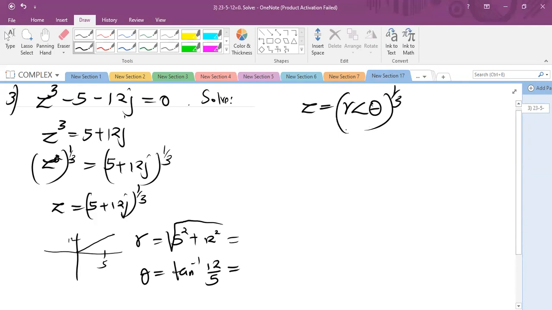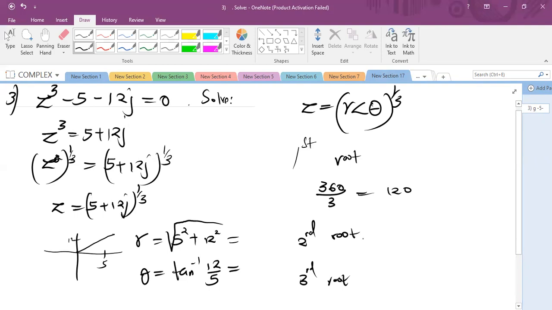So we go ahead and find the first root, and then 360 degrees divided by 3 will give 120. So to get the second root, we add 120 onto the angle of the first root. And then to get the third root, we add 120 onto the angle of the second root. And that's it. That's it for this particular question.